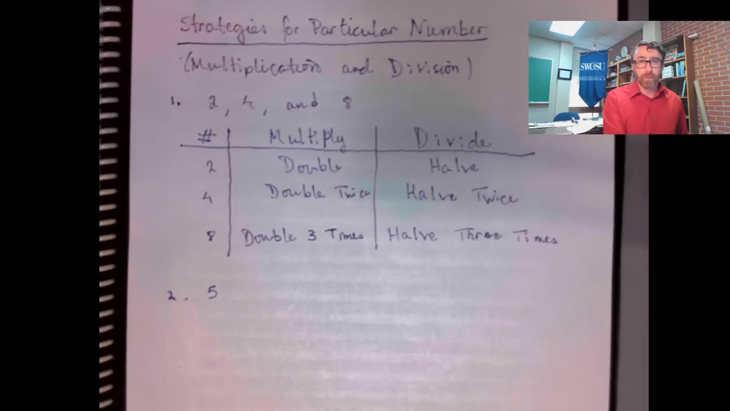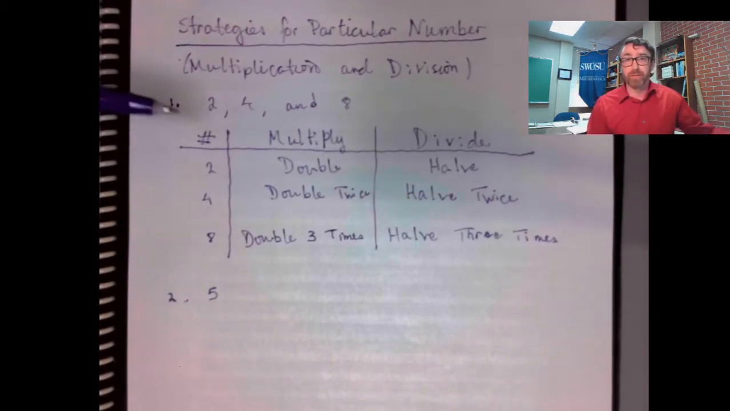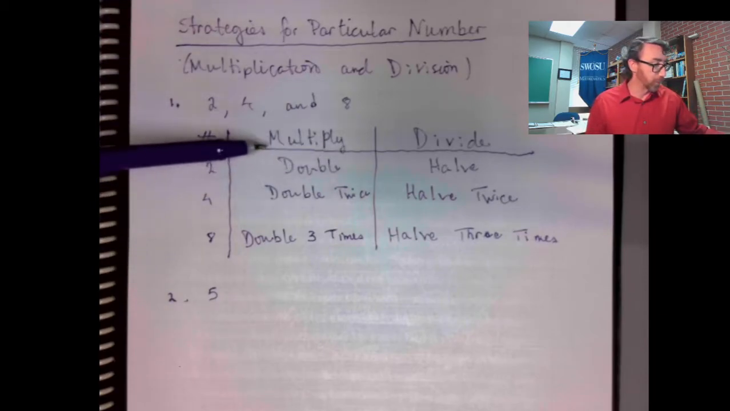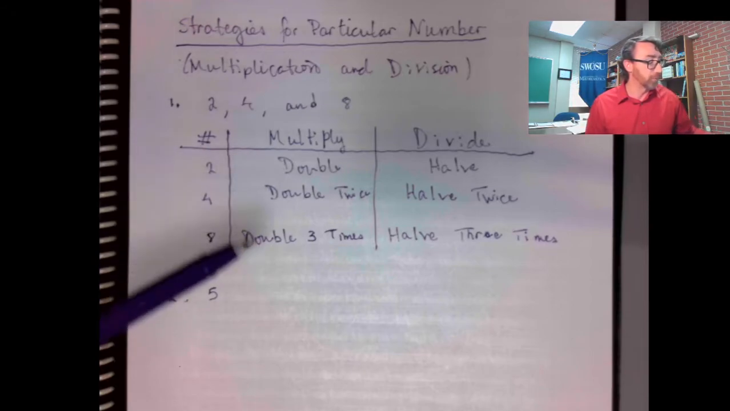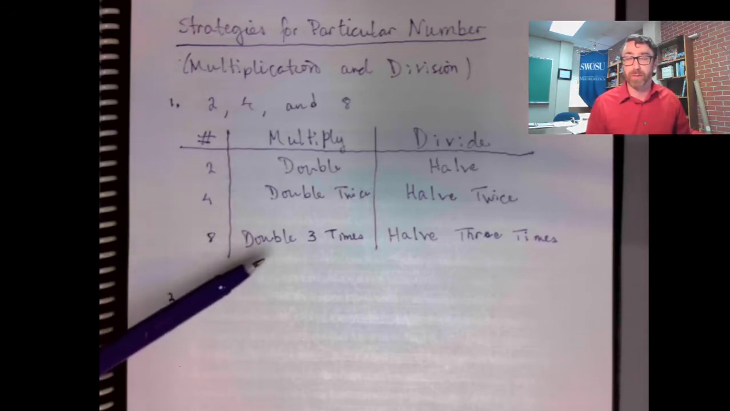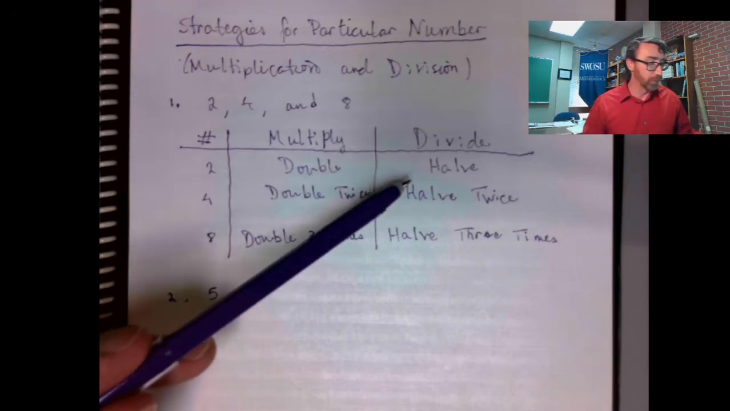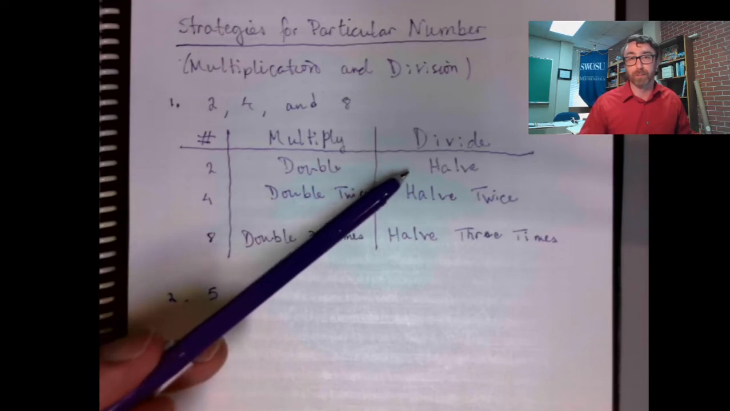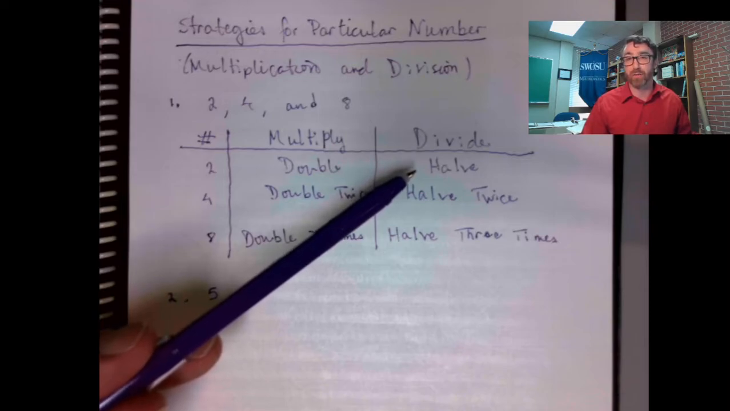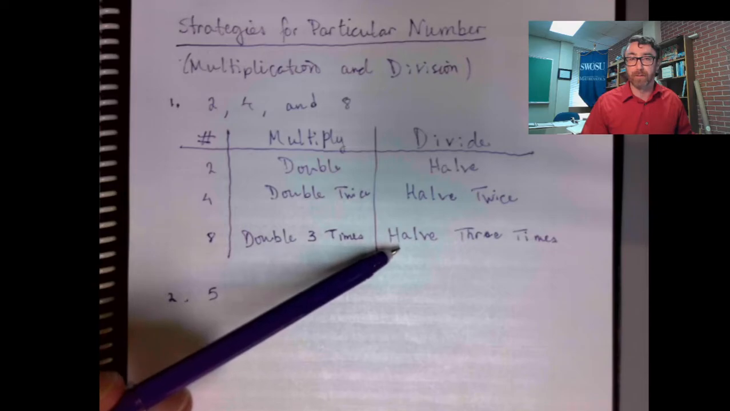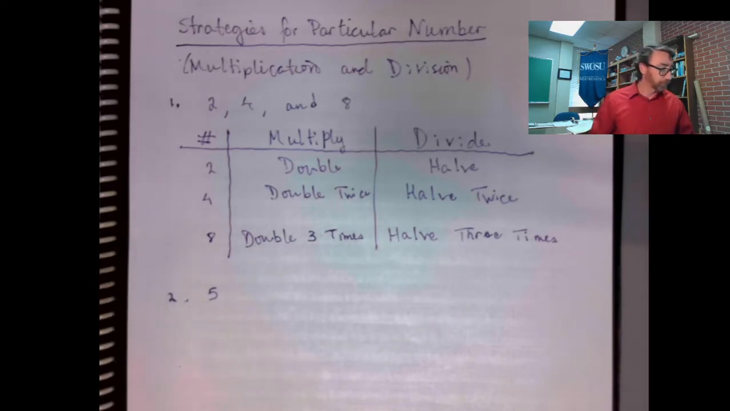Okay, we have discussed in a previous video strategies for multiplying and dividing by particular numbers, 2, 4, and 8. If you're multiplying by 2, you double. If you're multiplying by 4, you double twice. If you're multiplying by 8, you double 3 times. And if you're dividing, you do the opposite. What's the opposite of doubling? Cutting it in half. So divide by 2, you halve your number. Divide by 4, you halve twice. And divide by 8, you halve 3 times.